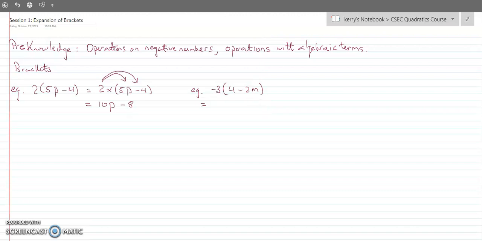Yeah. So let's expand these brackets. So negative 3 brackets 4 minus 2m, that means negative 3 multiplied by whatever is in the brackets.